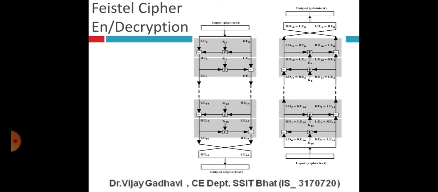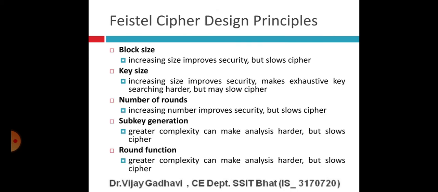Feistel cipher encryption and decryption. Same here, you can see the n number of rounds, but here we follow Shannon's equations and the Feistel cipher encryption. Here we can see the input and output procedures where the various permutations occur, and we need to follow the equations given by Feistel. Feistel cipher design principles.